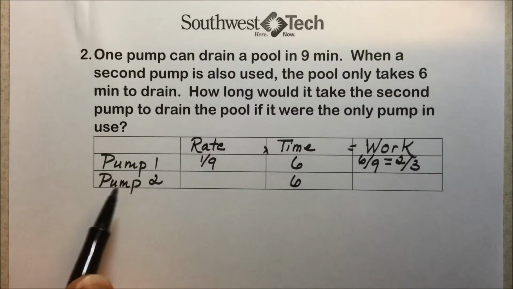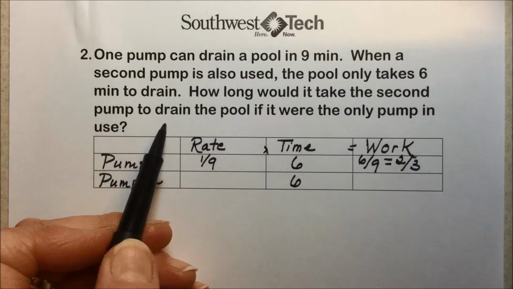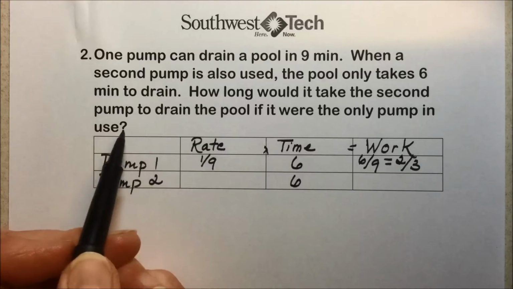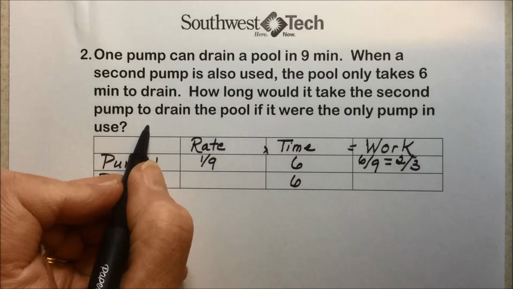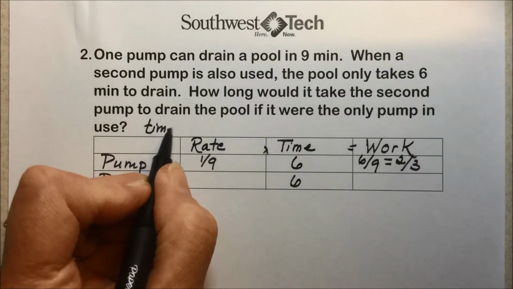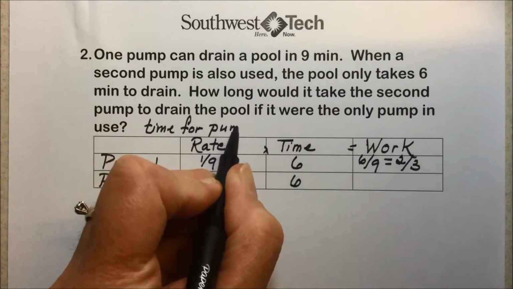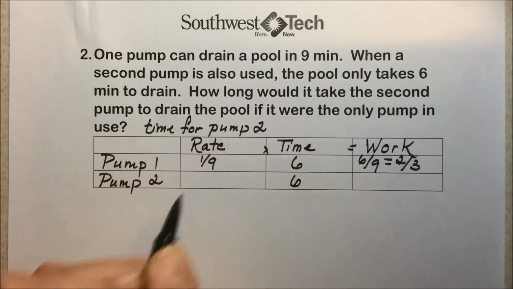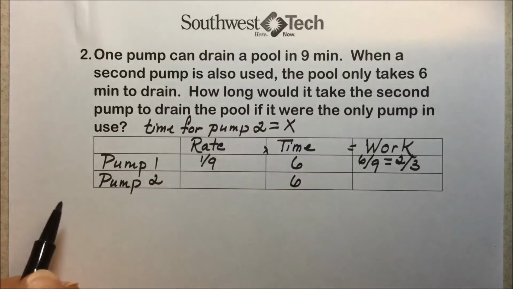The problem continues to ask us how long would it take the second pump to drain the pool if it were the only pump in use. So what we don't know is the time for pump 2 to drain this pool, and we'll let that equal x.